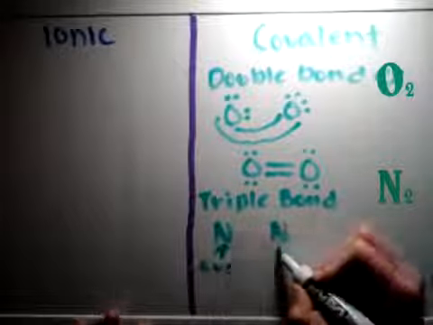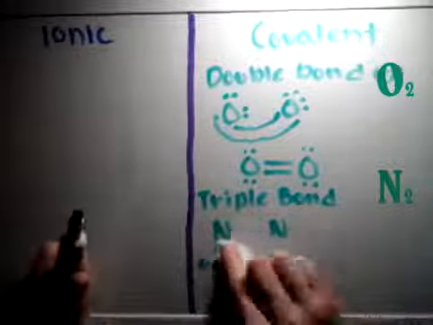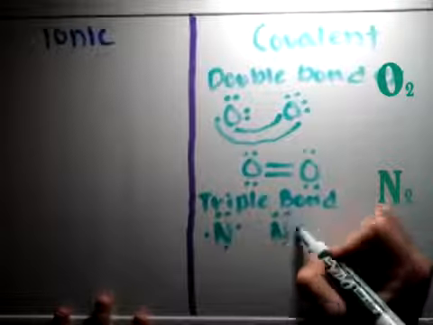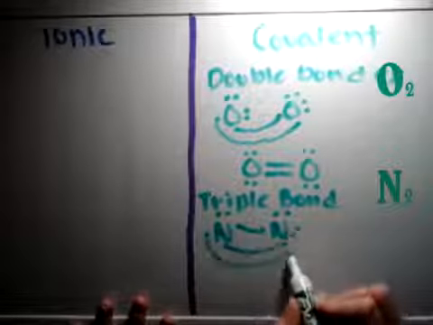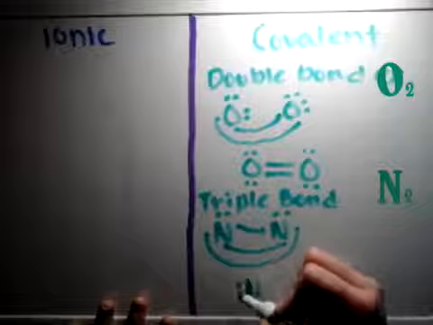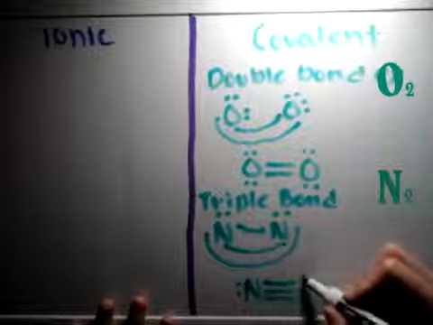Nitrogen has 5 valence electrons, so the lone electrons pair between the two atoms and you have a triple bond between them.